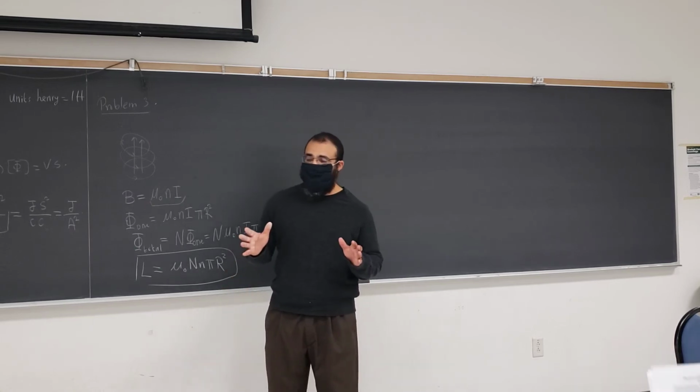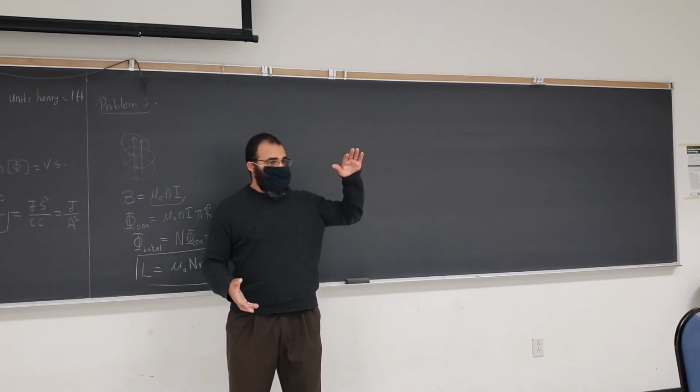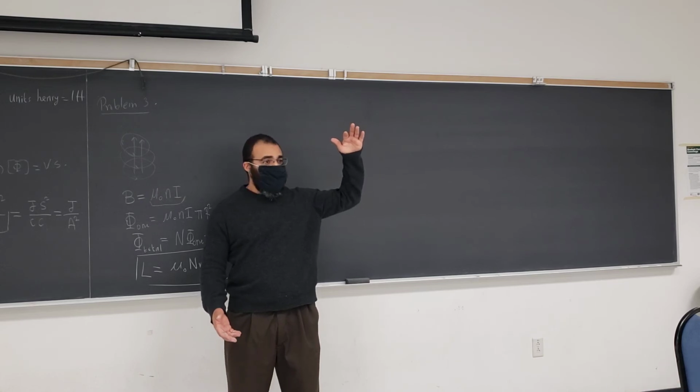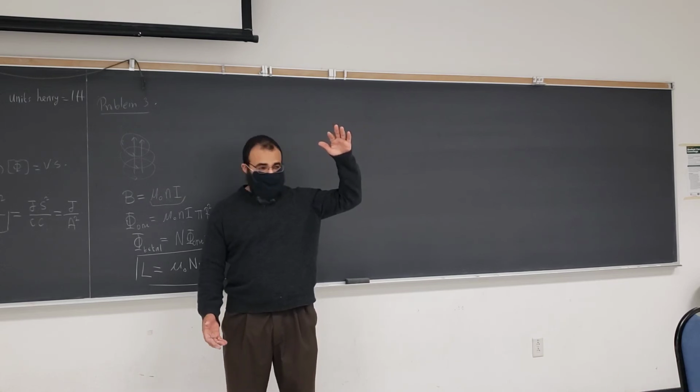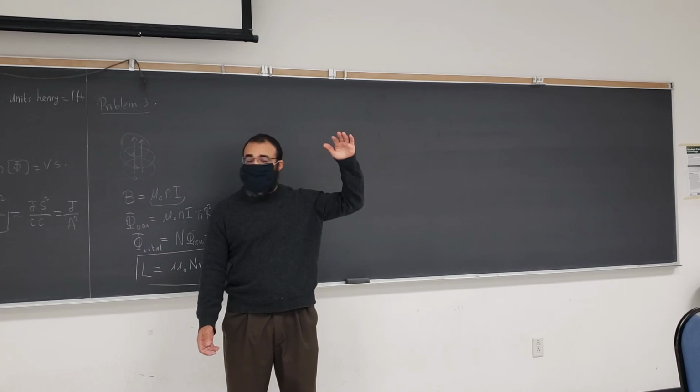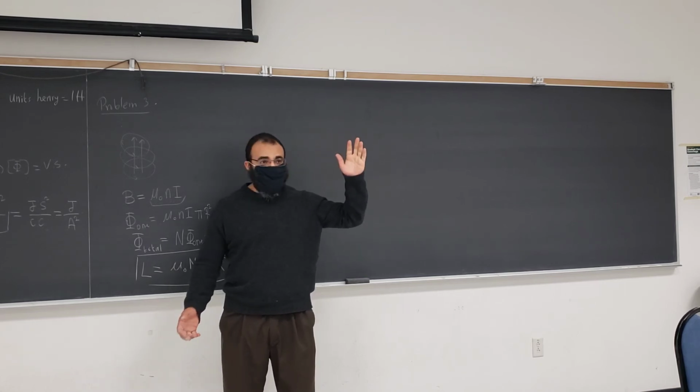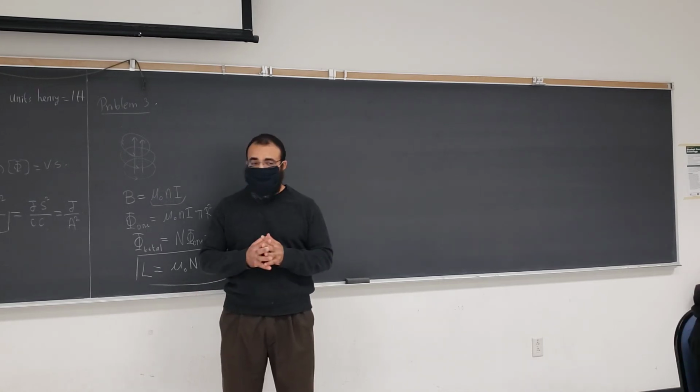So here's the thing. You make a solenoid, right? Let's say 10,000 loops, and it's 1 meter long. 10,000 loops, 1 meter long. So little n is what? It would be 10,000. 10,000 over 1 meter is 10,000.